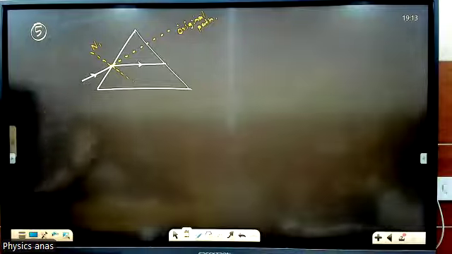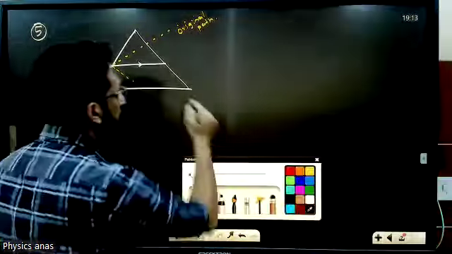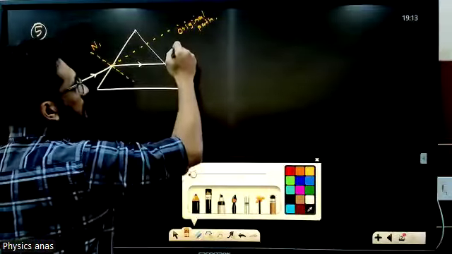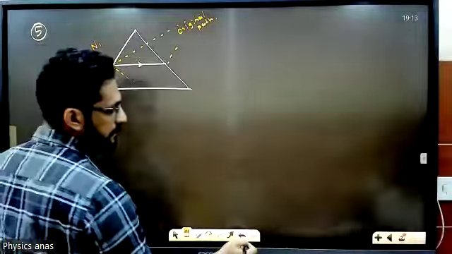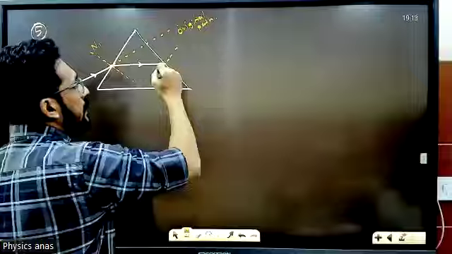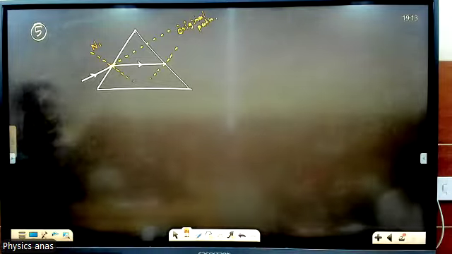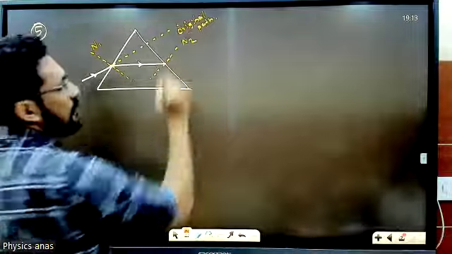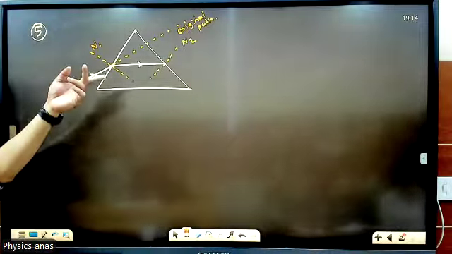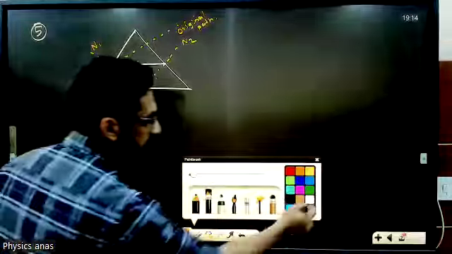That is the second line. And what happens at the point of incidence after this? Again another normal. So this is N2. What happens to the light after this?